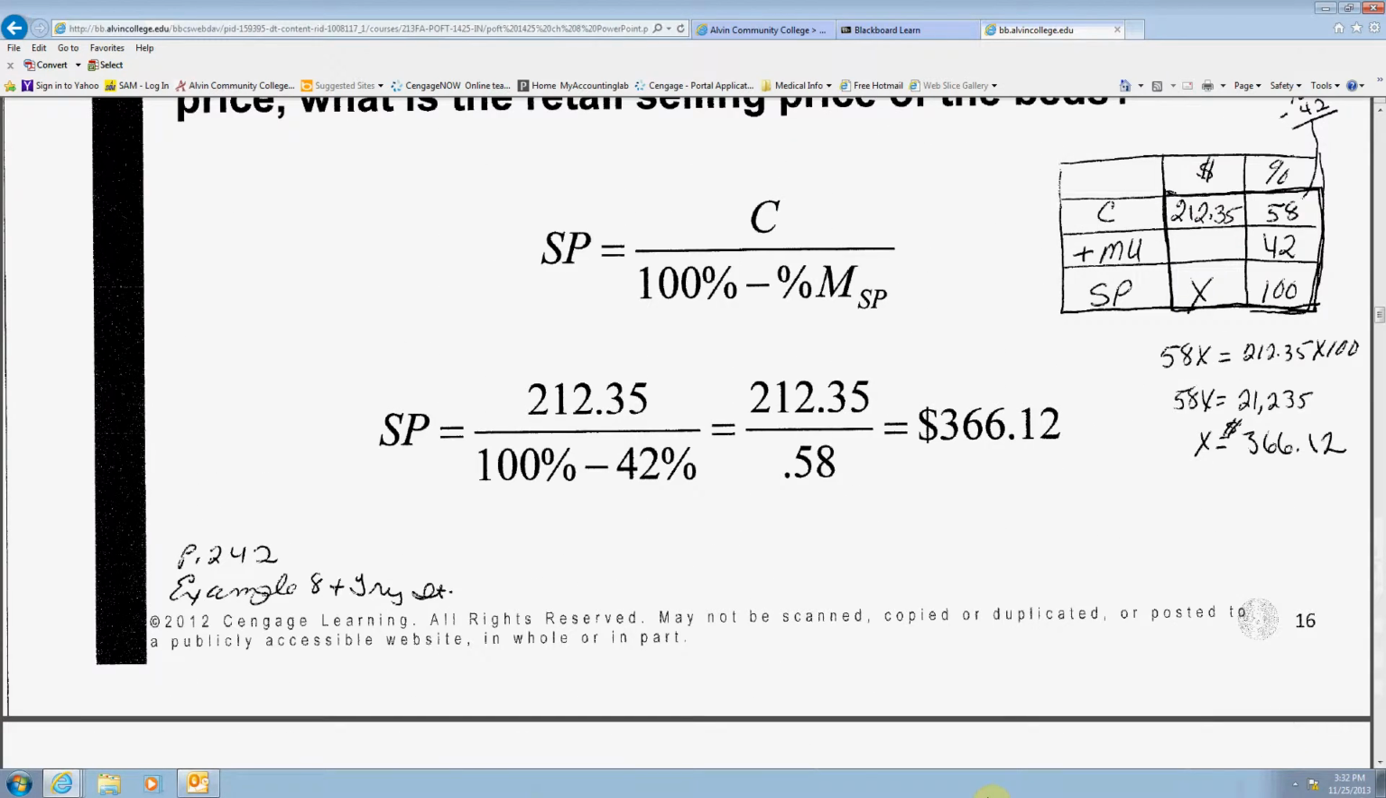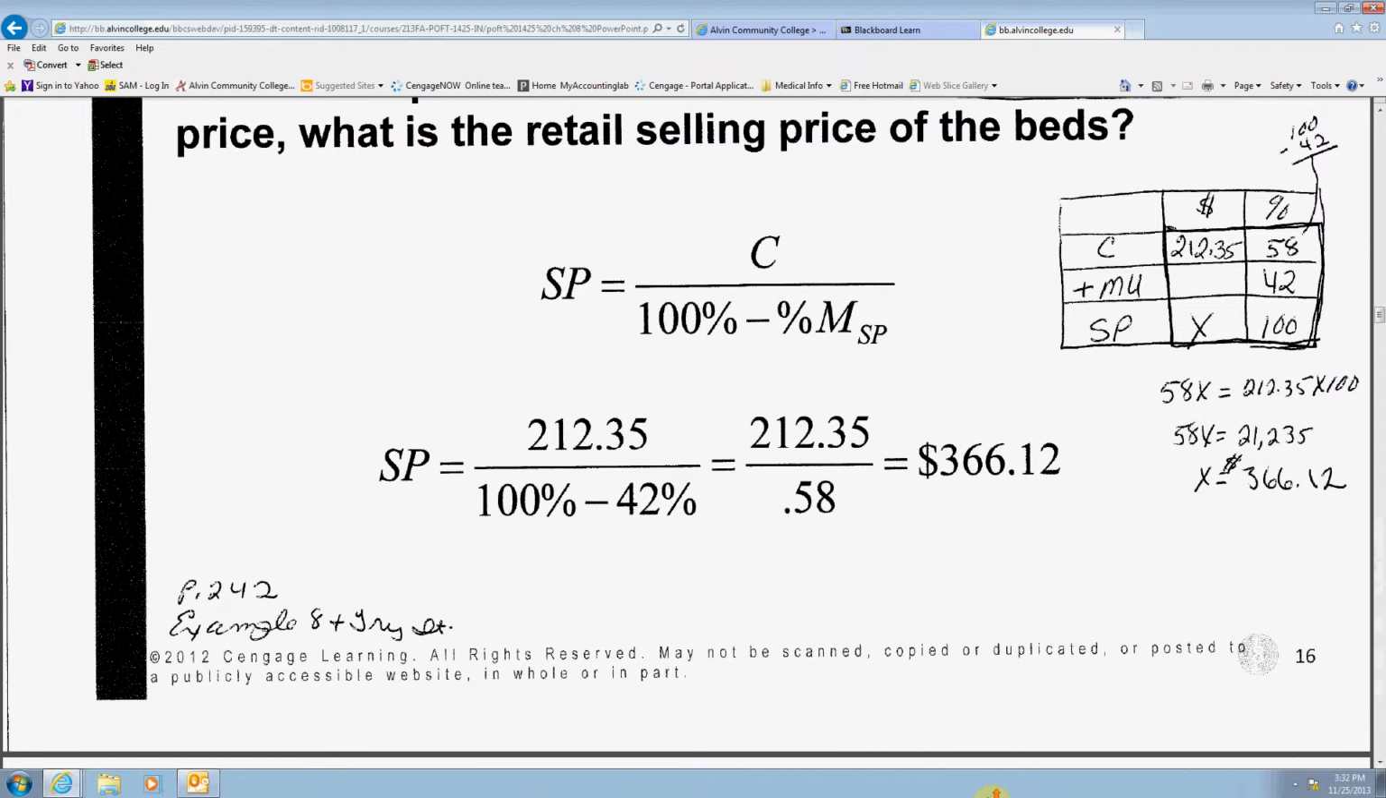On page 242, example 8, you can try it. You can look at the one that they worked out first and then try example 8 and then check your answer.